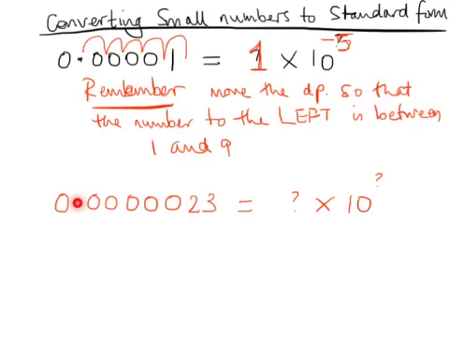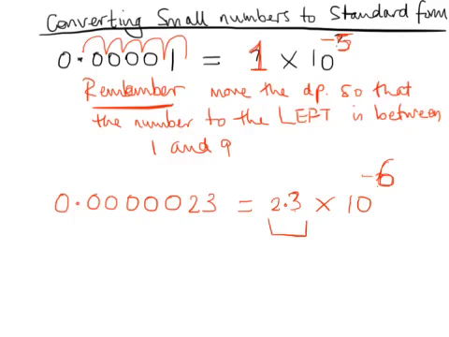Let's have a look. Well, it's here at the moment. 1, 2, 3, 4, 5, 6. And we stop there because the number to the left is between 1 and 9. So it's moved 6 times, so that would be a 6. But we started with a small number, so we must remember to put a minus. That's very important. And the number we're left at the start here is 2.3. So this number here must be between 1 and 9, and 2.3 certainly is between 1 and 9.